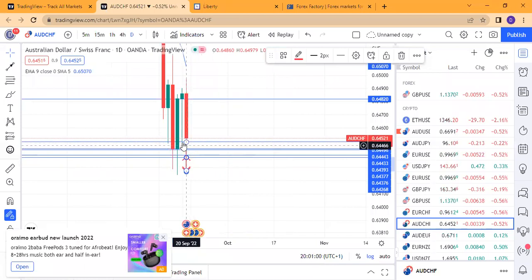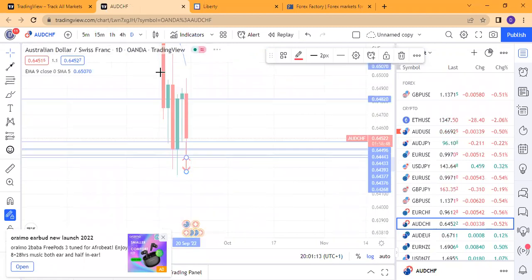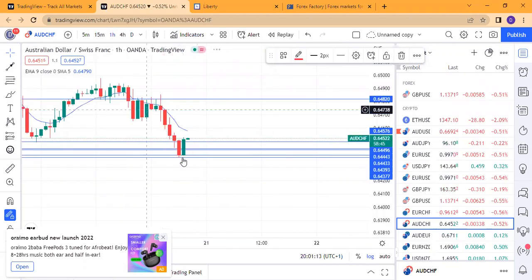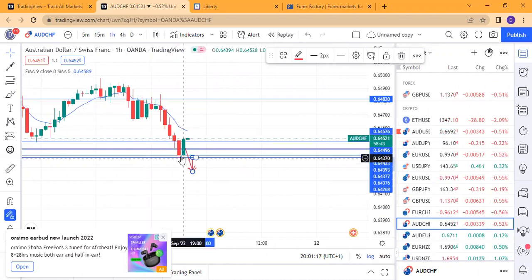That is, you mark up the lower body of the previous day and the present day. You come to the hourly, you do the same thing. The previous hourly and the present hourly, you take their lower wick and their lower body. The present hourly candle and the previous hourly candle, because you are trying to get the floor of each market candle. You do it on the daily, hourly, 15 minutes.